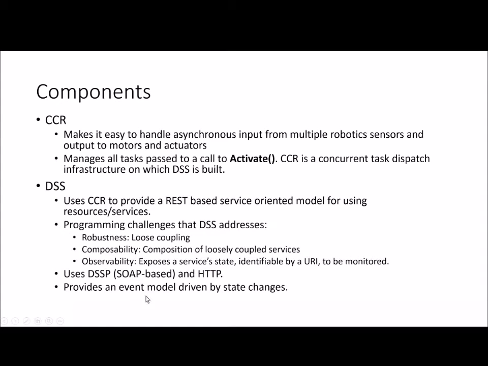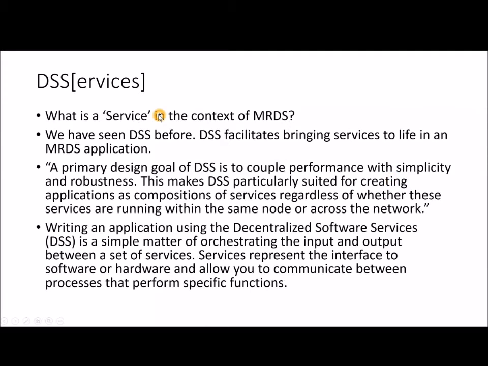DSS provides an event model driven by state changes, which is actually supported by CCR. So proceeding, here's a little more insight on the DSS services. What is a service in the context of MRDS? An example is a range measurement service. For example, there is a range sensor on the robotic hardware, and your application wants to utilize the data from the range measurement of the range sensor.